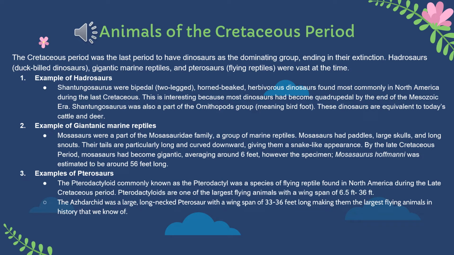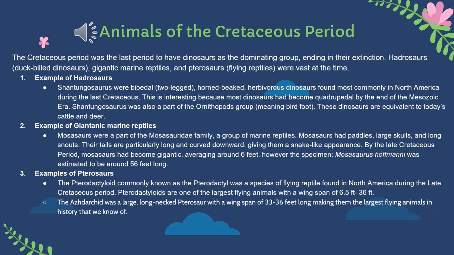Shuntunglosaurus was also a part of the ornithopods group. These dinosaurs are equivalent to today's cattle and deer. Example of gigantic marine reptiles. Mesosaurs were a part of the Mesouridae family, a group of marine reptiles. Mesosaurs had paddles, large skulls, and long snouts. Their tails were particularly long and curved downward, giving them a snake-like appearance.